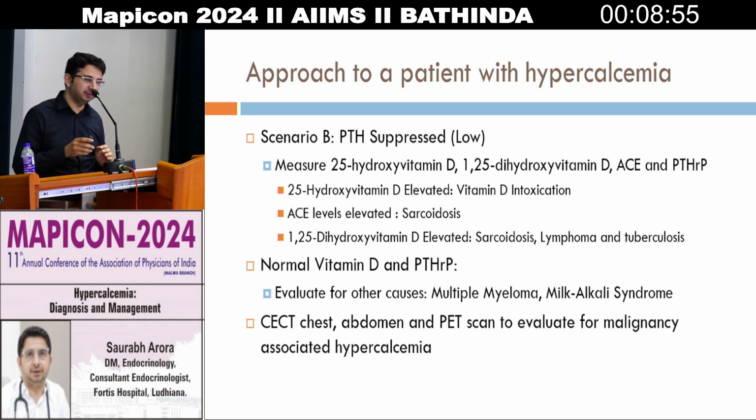If ACE is elevated, we will think of sarcoidosis. 1,25 dihydroxy vitamin D levels we don't routinely do, but in certain scenarios where we are not able to exactly diagnose the condition, we can take the help of this test. This is elevated in sarcoidosis, lymphoma, and tuberculosis. In patients who have granulomatous disease, there is activation of the 1-alpha hydroxylase enzyme, which results in increased levels of 1,25 dihydroxy vitamin D.